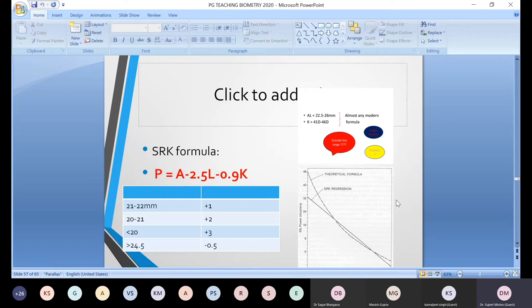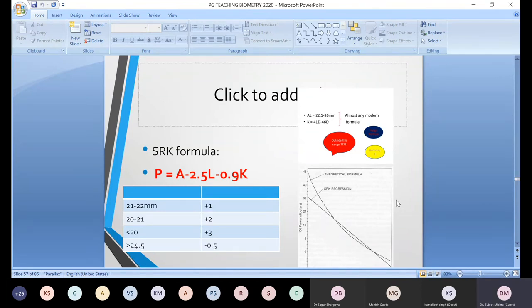Again, I am bringing you back to the very basics: you should remember the SRK formula lifelong, because this is the only visible formula. I talked about Barrett, I talked about Holladay. Did you see any number, any calculation? No. The SRK is the one which shows you the relationship between different components that we measure. And it should always be there, whichever generation comes, you should keep it in mind. P is equal to A minus 2.5L minus 0.9K. It always gives you the importance, how much cornea is important and how much axial length is important.